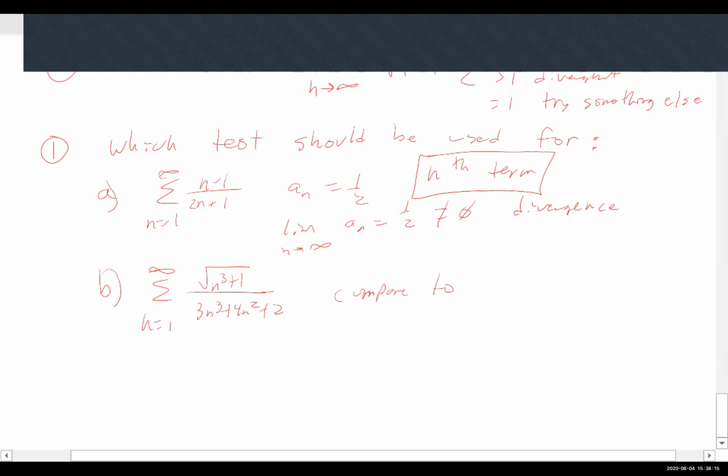to. I mean, it's a good thing to try. Compare to what? Compare to n to the 3/2 over 3n cubed, right? So compared to this thing, right? Okay, so let's reduce this. This is going to be 1 over 3n to the 3 halves. Okay, and so what is this?